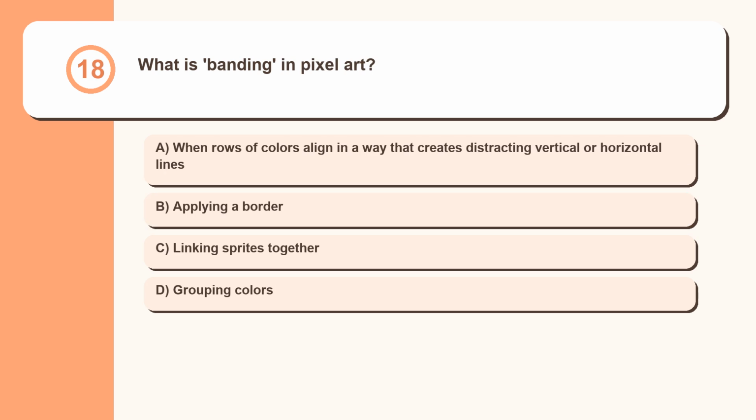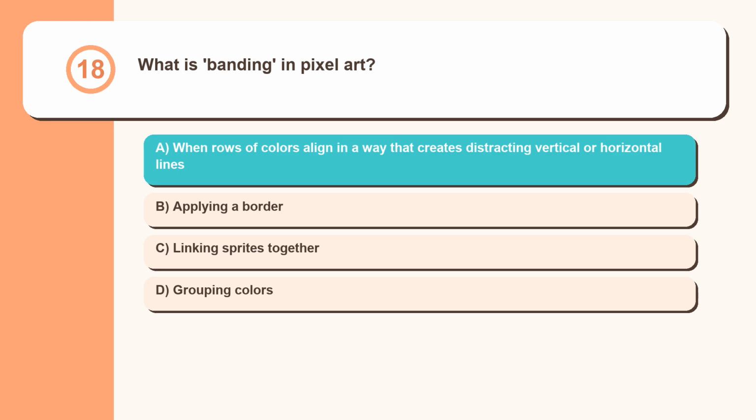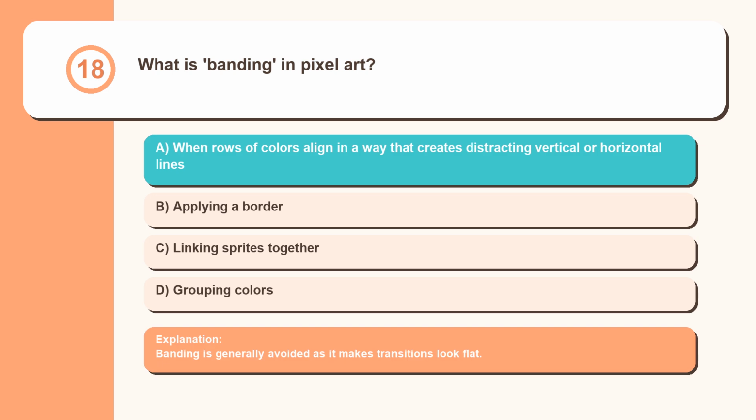Question 18. What is banding in pixel art? When rows of colors align in a way that creates distracting vertical or horizontal lines. Applying a border. Linking sprites together. Grouping colors. Banding is generally avoided as it makes transitions look flat.